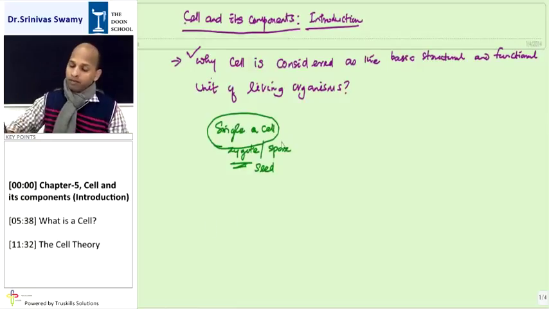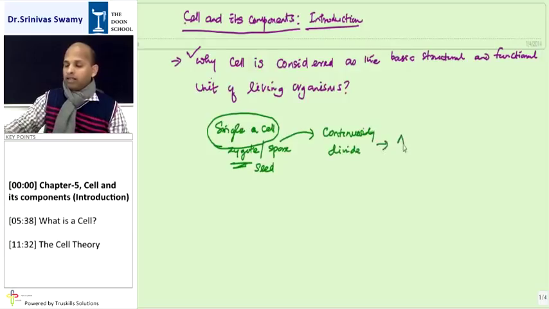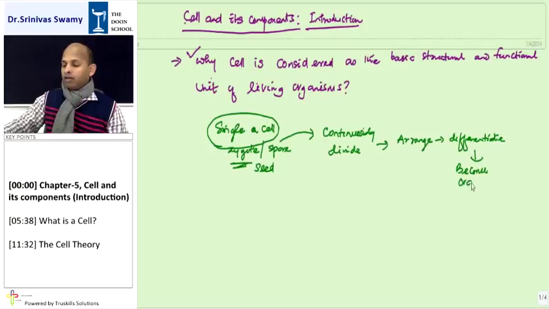So what happens is that from this zygote, cells continuously divide, then they arrange themselves in a specific way, then they differentiate if it is a multicellular organism and become an organism, isn't it? But if this process was not there, then definitely all the organisms would have been the same, isn't it? But we are not going to discuss that.